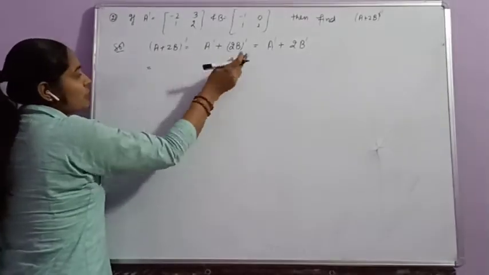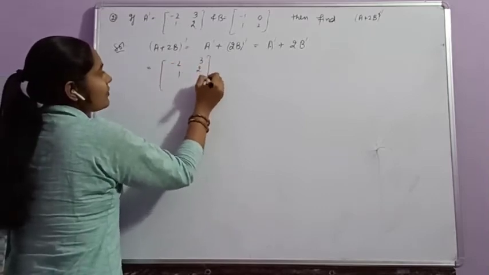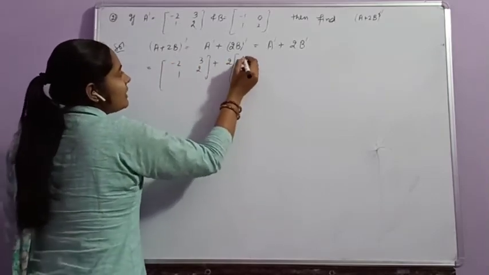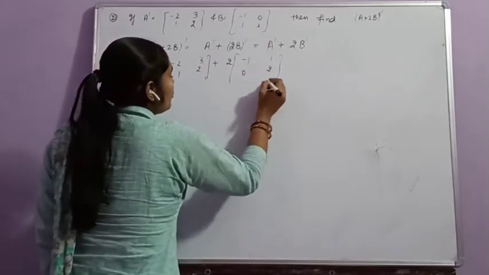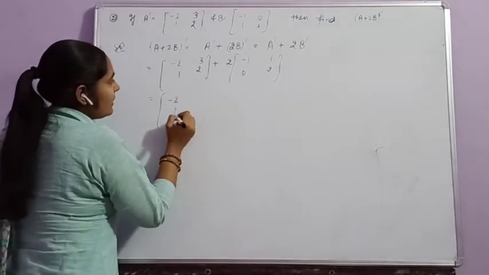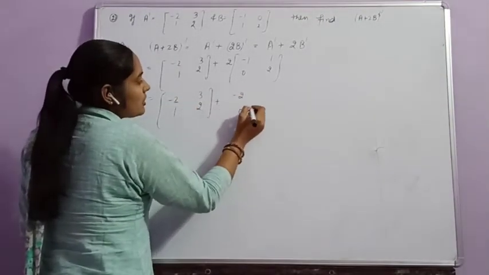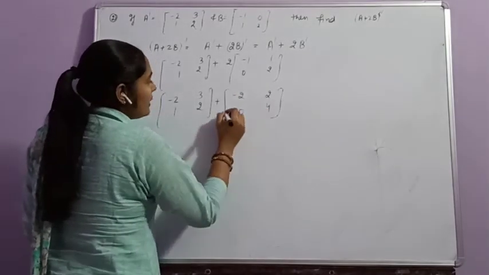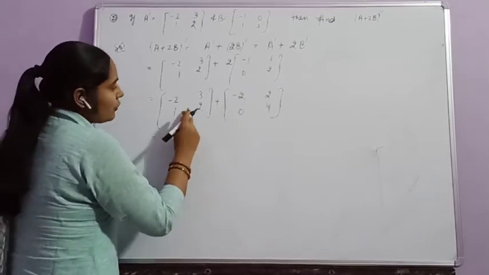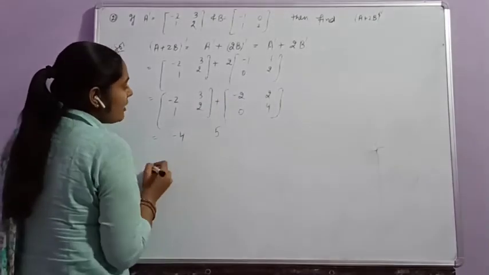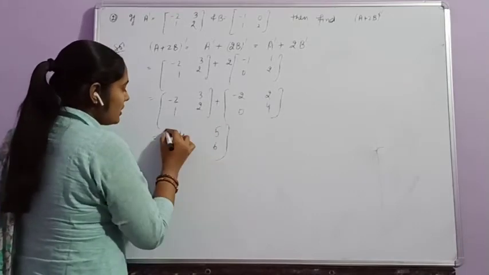Okay. So we can put value of A transpose, that is given to us minus 2 1 3 2 plus 2 multiply with B transpose. B transpose is minus 1 0 1 2 minus 2 1 3 2. If we multiply with 2, then it will become minus 2 0 2 4. That is equal to minus 2 plus minus 2, that is equal to minus 4. 3 plus 2 is equal to 5. 1 plus 0 is equal to 1. 2 plus 4 is equal to 6.